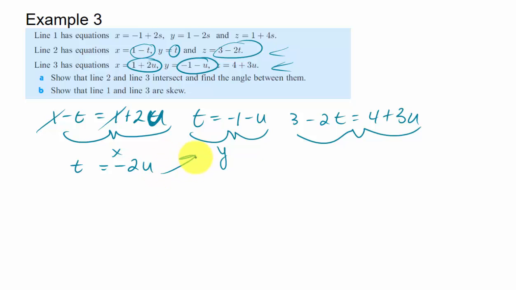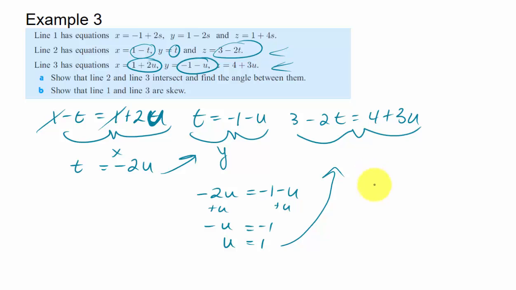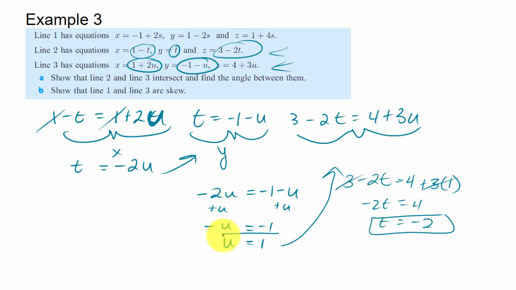I'm going to sub that into the y component. So -2u is equal to -1 minus u. If I add u, -u is equal to -1, so u is equal to 1. We can sub that into our third equation to find t. So 3 minus 2t equals 4 plus 3 times 1. So the 3's will cancel. -2t is equal to 4, and t is equal to -2.